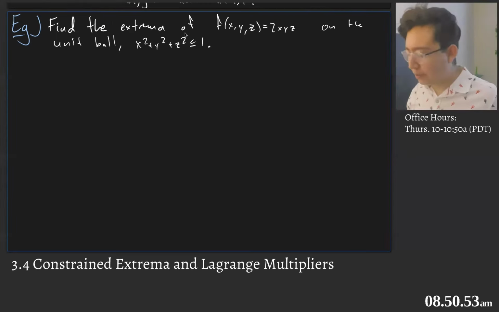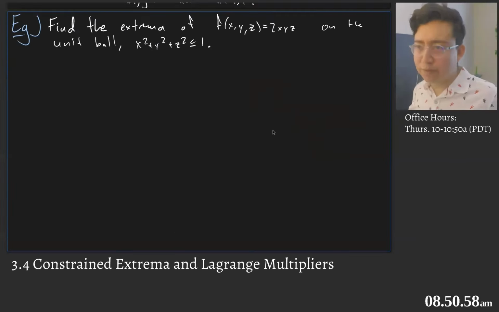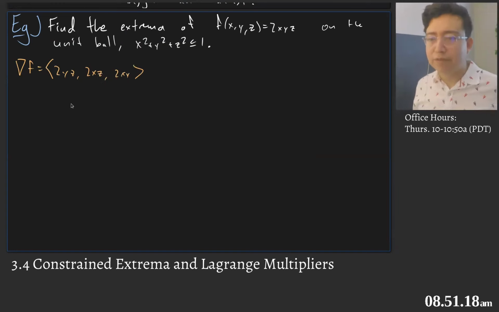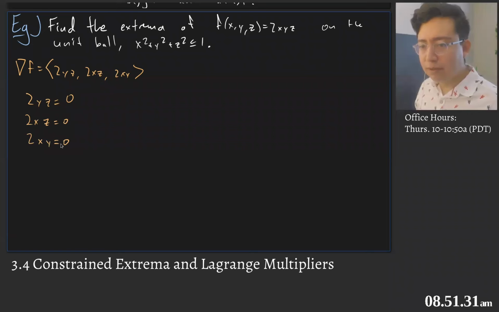We have a less than or equal to, so we go to our chart here and it says, okay, we've got to find candidates, of course, but how do we do that? Well, in this case, we're going to start with the first derivative test on the interior. So we're going to compute the gradient of f. In this case, that's going to be 2yz, 2xz, and 2xy. And of course, if we set all of these equal to 0, 2yz equals 0, 2xz equals 0, and 2xy equals 0, right?